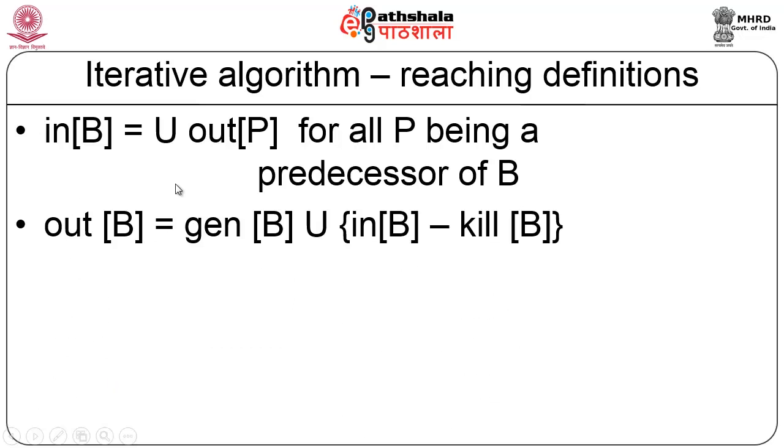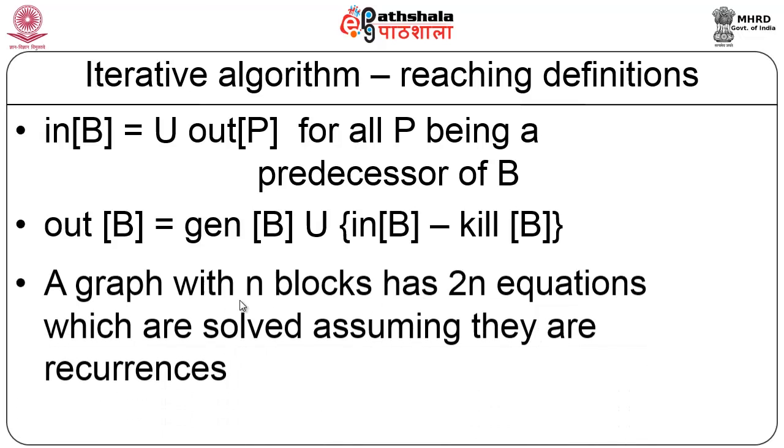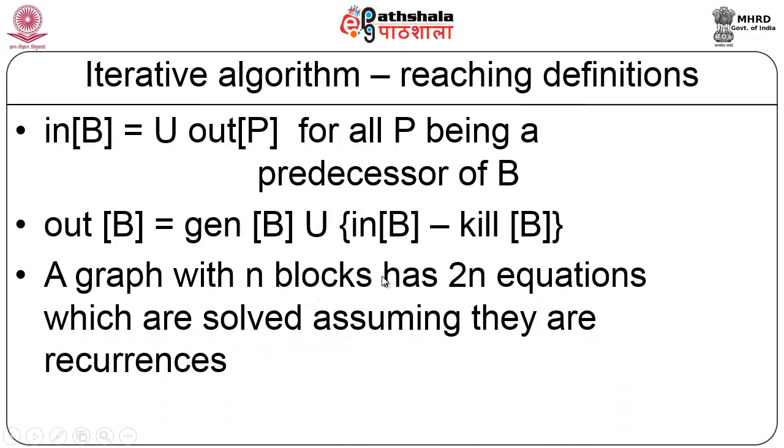Then after computing this, out of B will be gen of B union in of B minus kill of B. So, after computing the new in, you can use that in to compute your actual out of a particular basic block. Again it is done block by block, it is not done statement by statement. Whatever we have defined for a statement is now converted to a particular block. And a graph with n blocks will have 2n equations of this nature, and these equations have to be solved and are solved assuming that they are going to be recurrences.